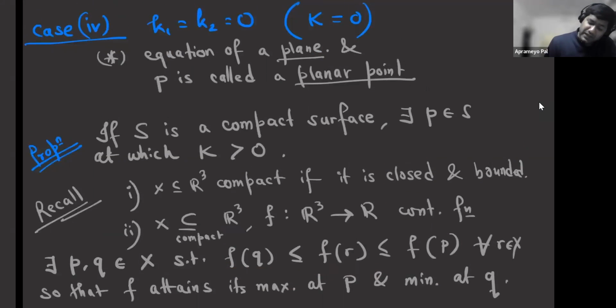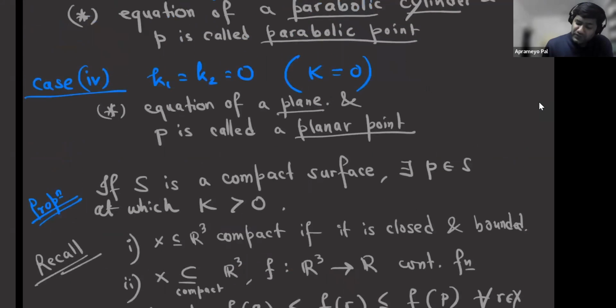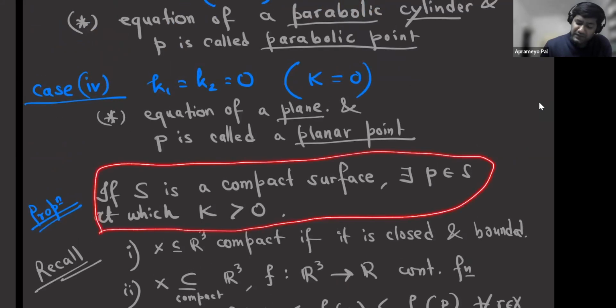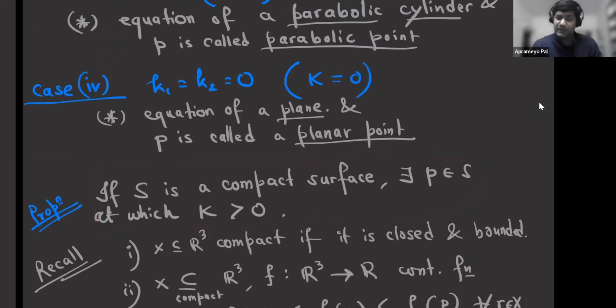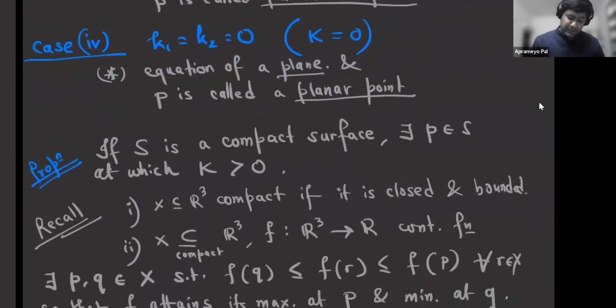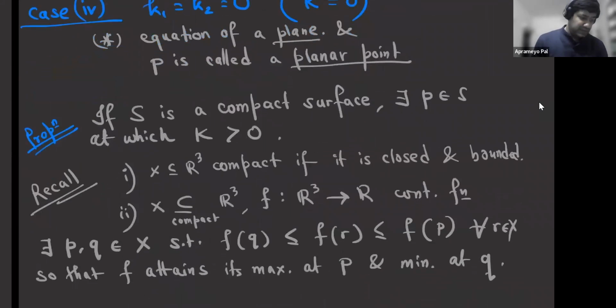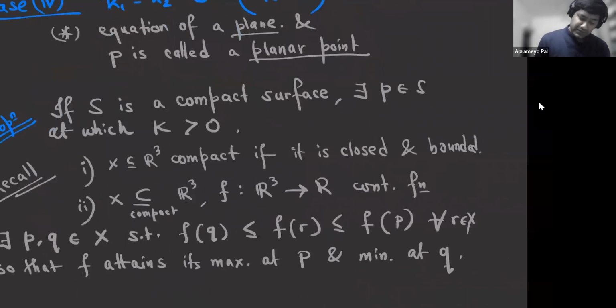Okay, so I'm going to use this fact to prove that if S is a compact surface, then you always have a point P at which the Gaussian curvature is positive. So how does one prove this then? Let me just quickly go through the proof.